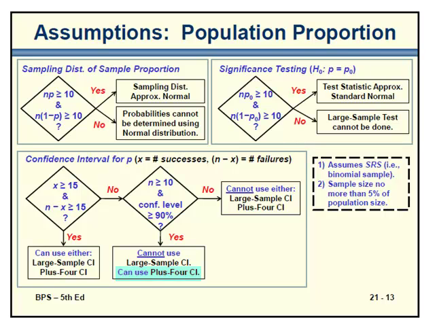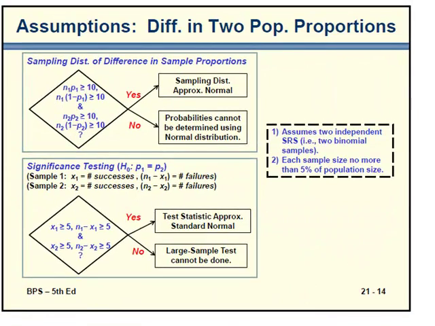Now, if this condition isn't met, if my sample size is not greater than or equal to 10 and my confidence level is not at least 90%, then I cannot use either the large sample or the +4. And again, with these, let's look at the difference in two proportions, the sampling distribution of differences in sample proportions. If my number of successes and failures for both of my samples are greater than or equal to 10, and I answered yes to that, then I can say that my sampling distribution is approximately normal. Otherwise, I cannot say that.